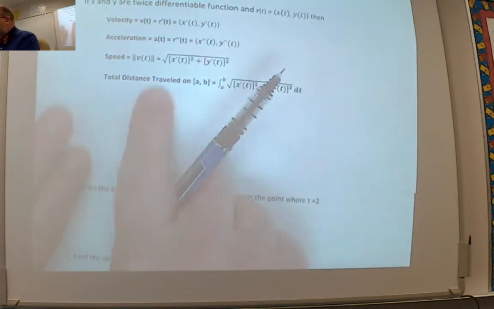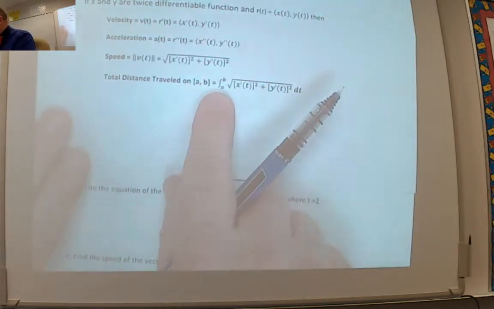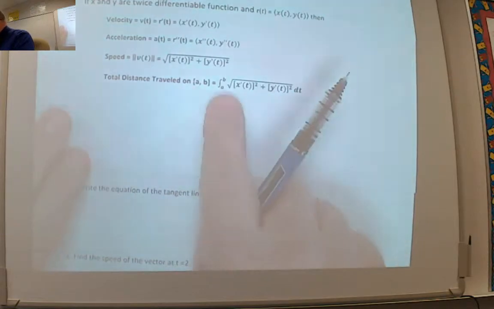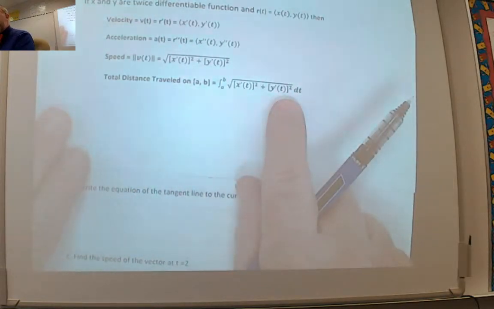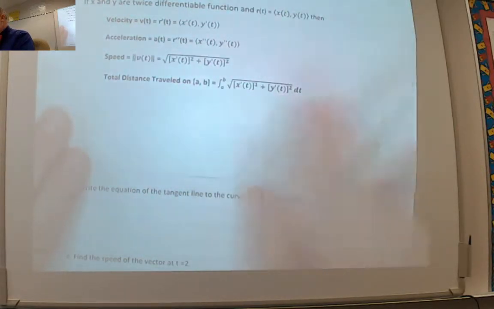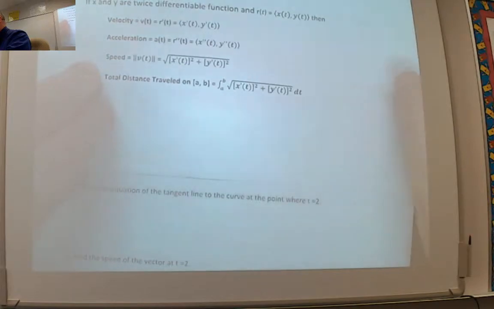The total distance traveled on a curve is computed this way. We have done these kind of problems before. All right? Can I switch to the next page? Yes.